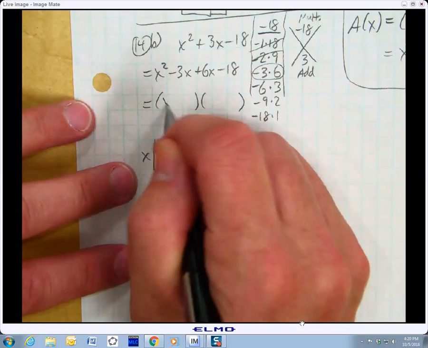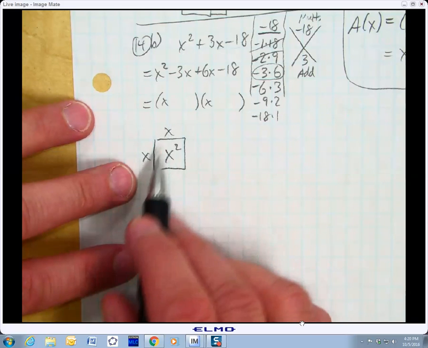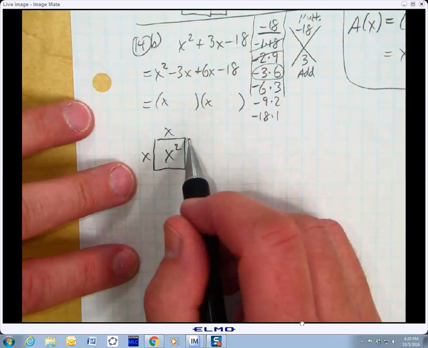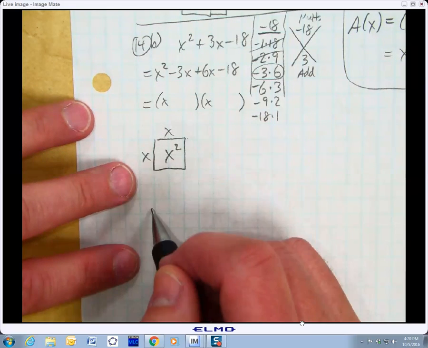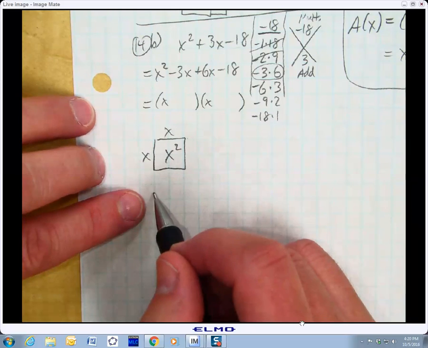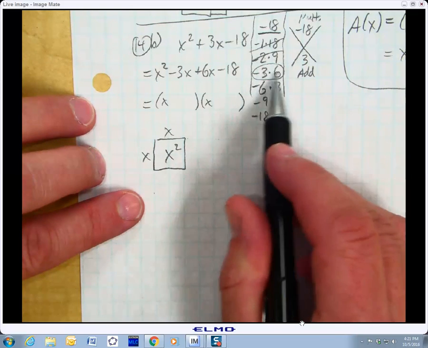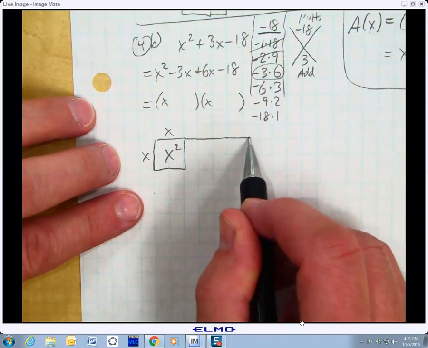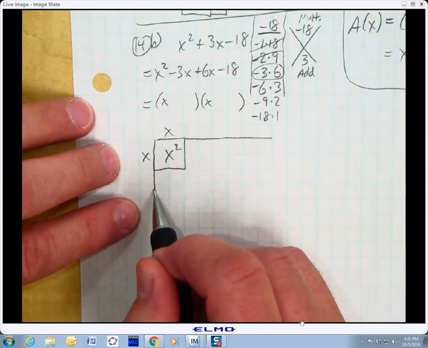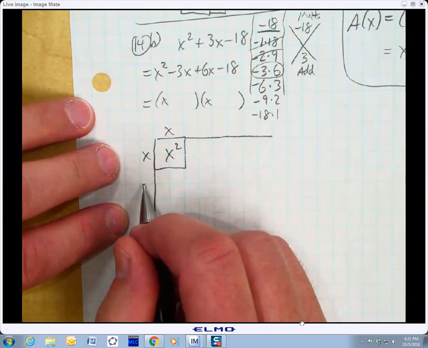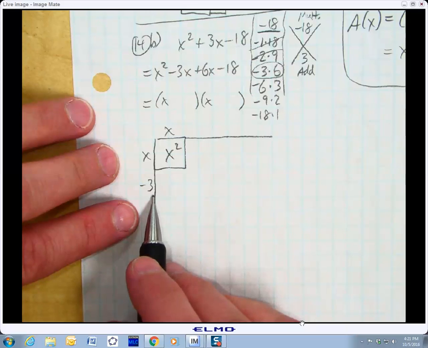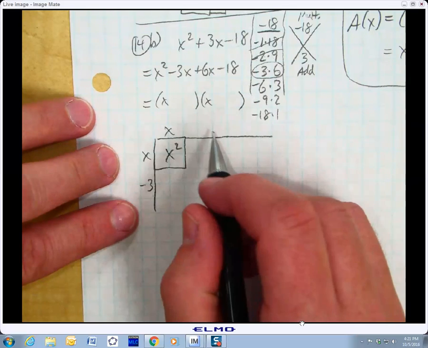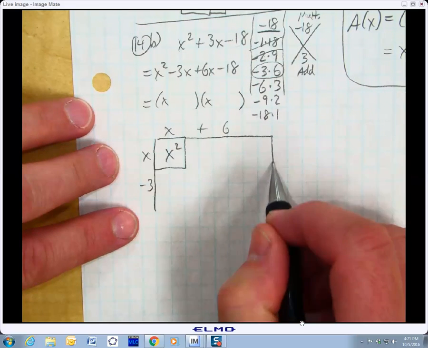So for sure, we're going to have x times x. That's this part. Now, it looks like we need a negative 18, so we're going to have to go negative times a positive. And we've already figured out it should be a negative 3, so maybe let me go 6 this way. That way I don't have to go far down here. We'll go 3 this way. So that's going to be a minus 3 down there. And then we'll have a plus 6 out here.